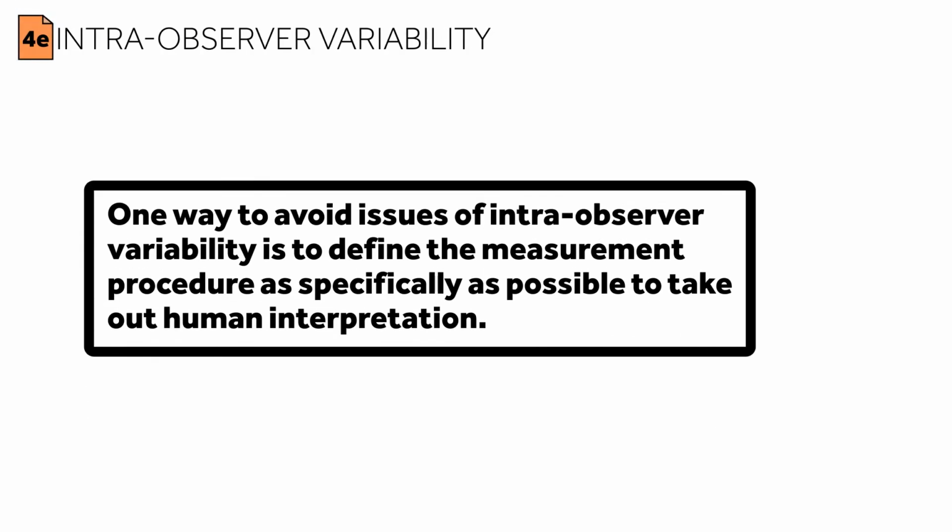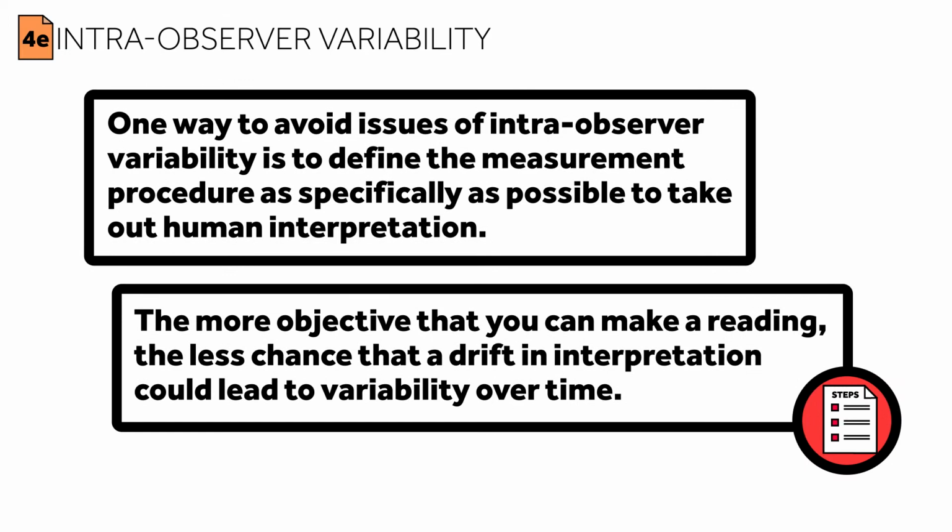One way to avoid issues of intra-observer variability is to define the measurement procedure as specifically as possible to take out human interpretation. The more objective that you can make a reading, the less chance that a drift in interpretation could lead to variability over time. If we were measuring activity, for instance, and just classified that into 4 groups, say highly active, moderately active, and inactive, then it's possible you might make a reading differently at different times. If, however, each activity group had a strict definition, such as how much time was spent in motion and how far one might move in a given period of time, then it would be more likely that you'd make the same classification again and again.